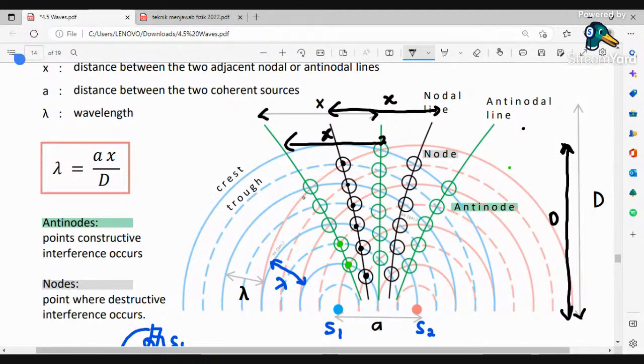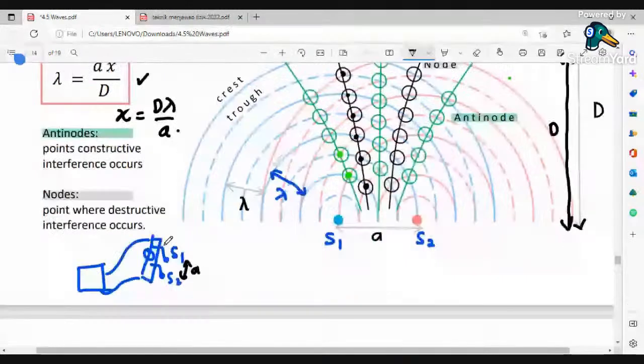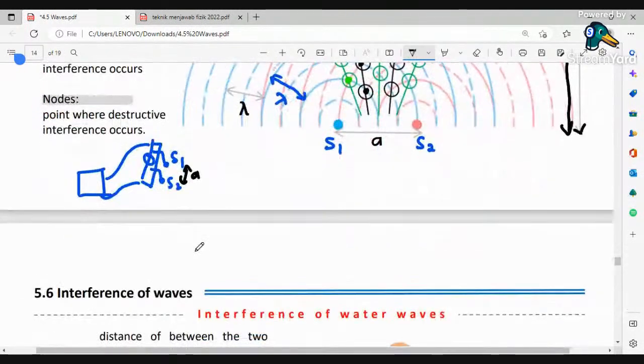So you have terms like x, D, a, and lambda. The relationship between all the terms is lambda equals a x divided by D. Or you can rearrange it: x equals D lambda divided by a. There is a formula, of course, and you can calculate using the formula later.